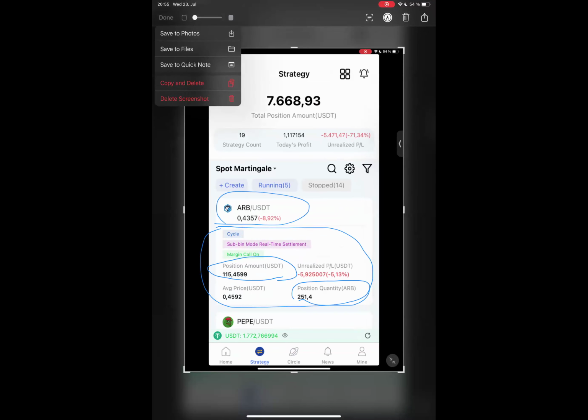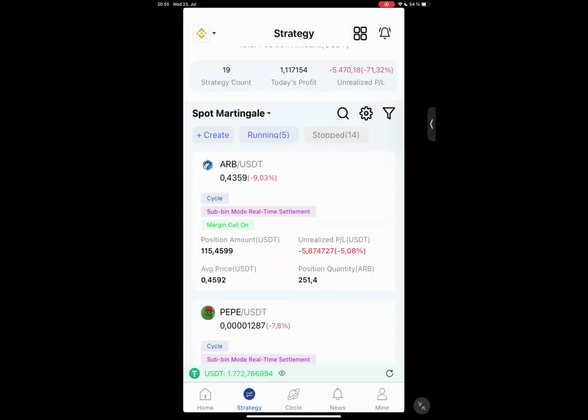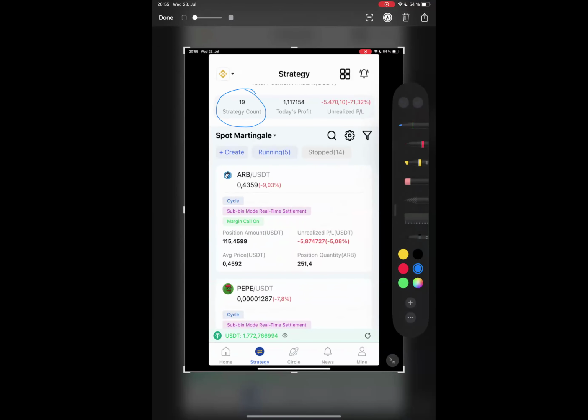All right. Now, strategy count 19. Why 19? I have 5 that are currently running and I intentionally paused 14 trades. Why? So I can take more profits. Okay, now the RoyalQ robots, the default take profit you can have is 30%. You cannot take more than 30.